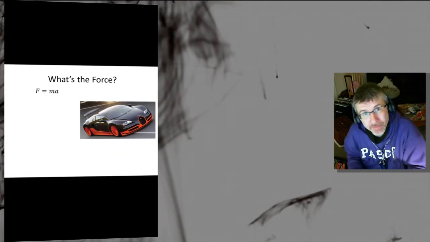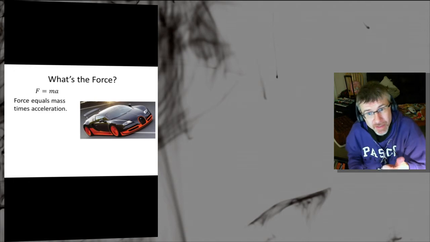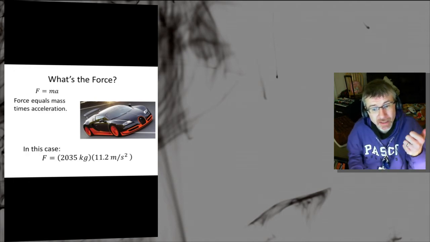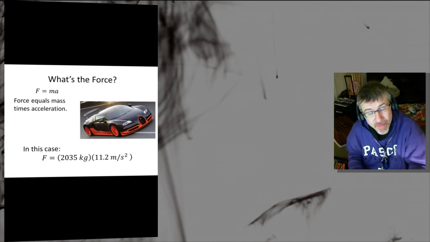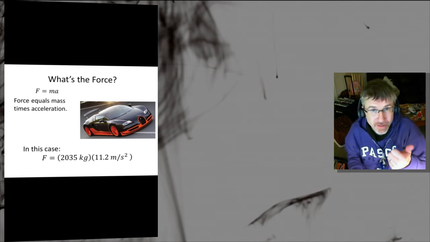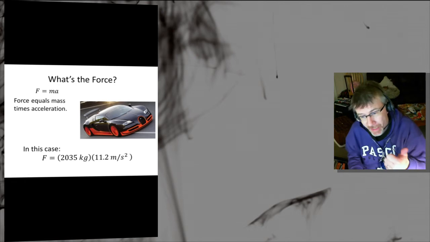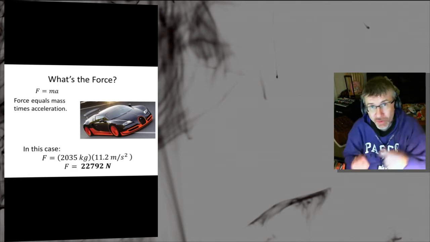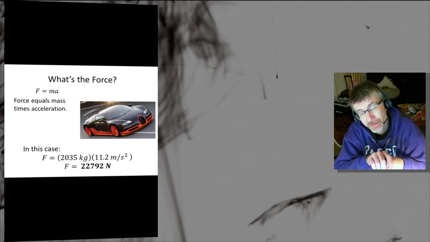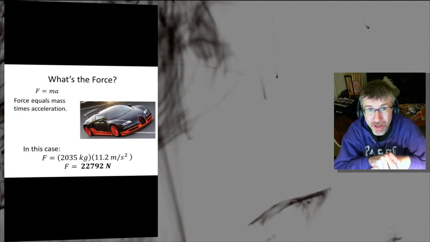F equals ma. Force equals mass times acceleration. In this case, mass is 2,035 kilograms. Acceleration is 11.2 meters per second squared. Multiply those together, you get 22,792 newtons. Pretty large. This car has a 16-cylinder engine.